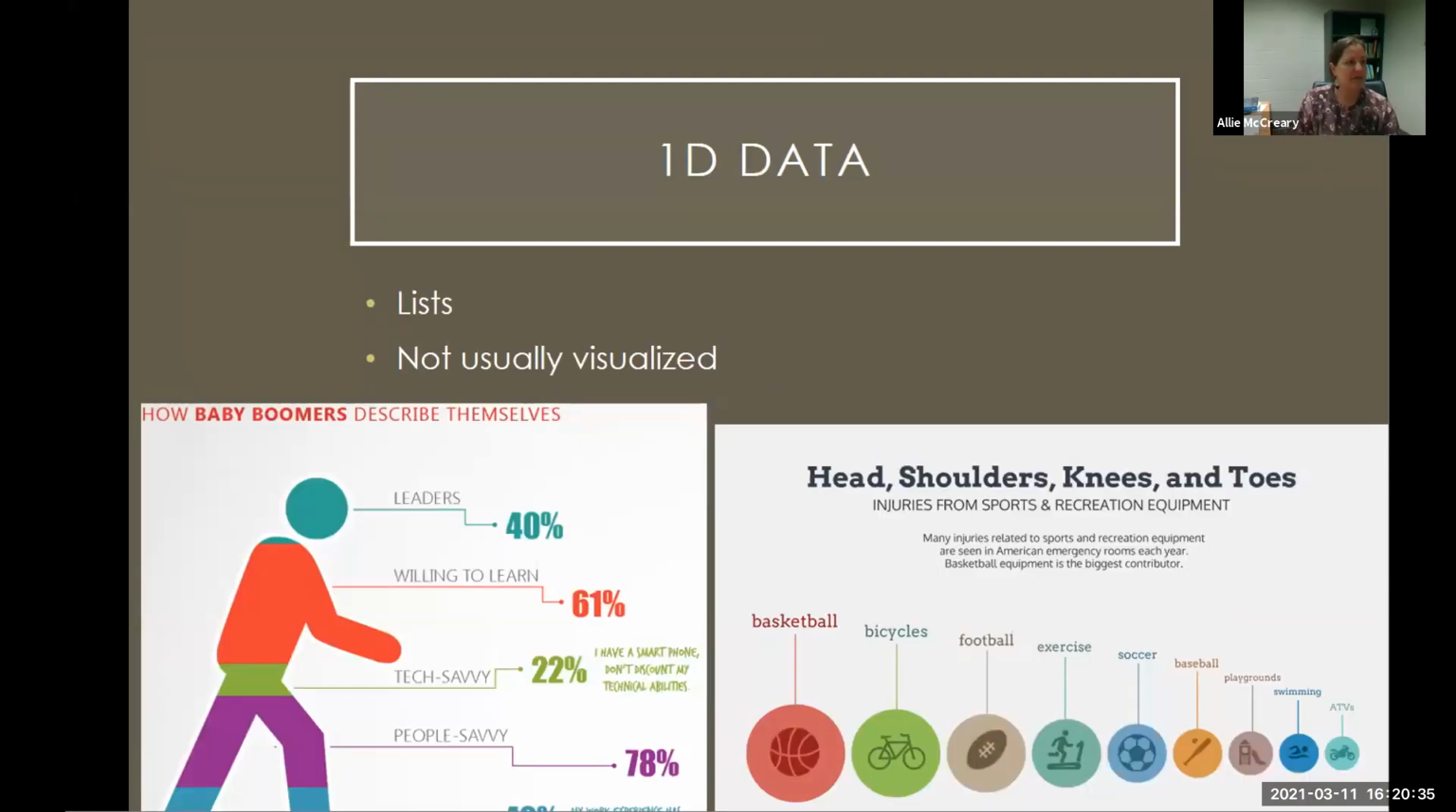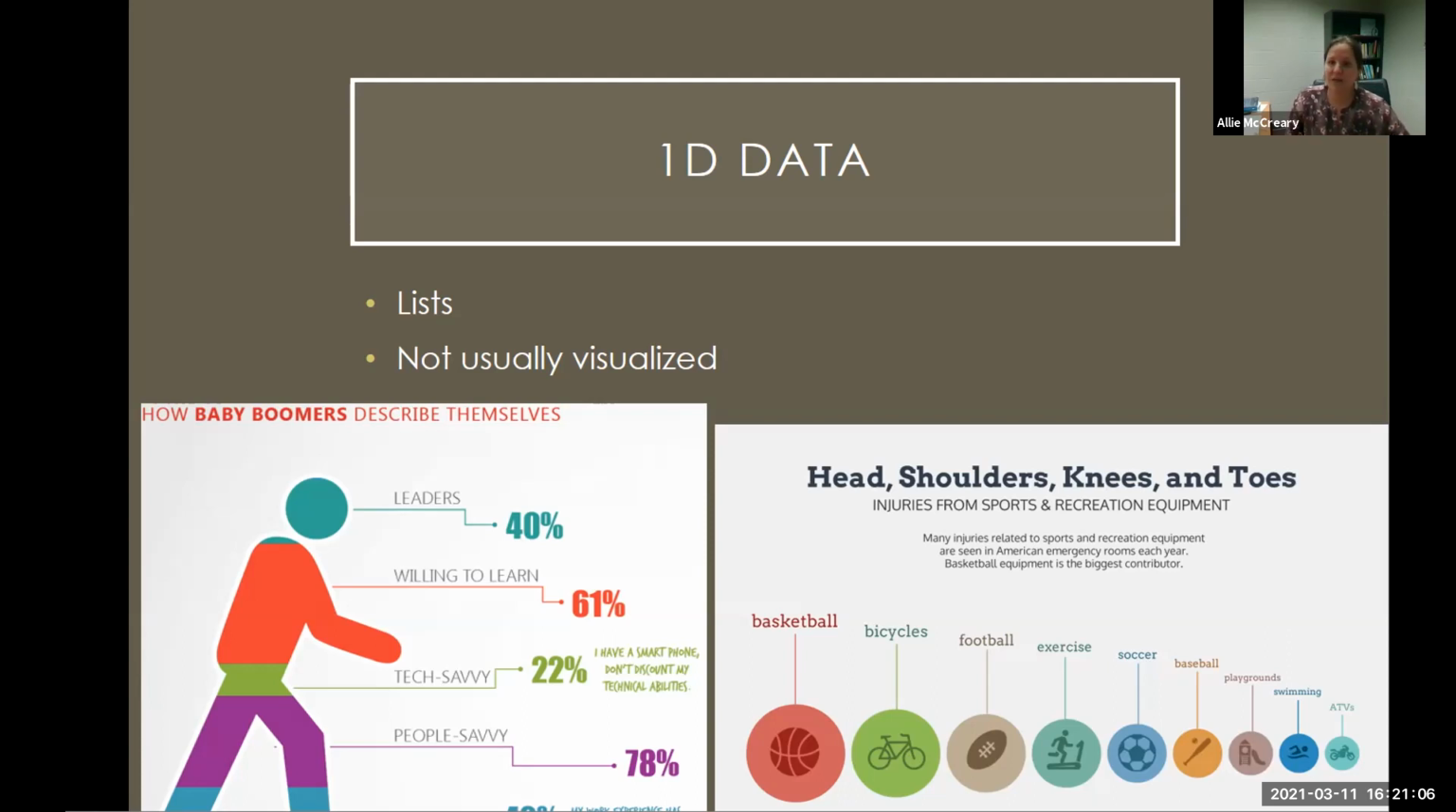So some different types of data visualizations. We'll start with 1D or one-dimensional data, things like lists that typically are not visualized but can be given a visual component. So things like, if you interviewed people from different generations and had them describe themselves, you could visualize, right, through some iconography here, and just using some different colors, what those key results were from asking baby boomers to describe themselves here as an example.